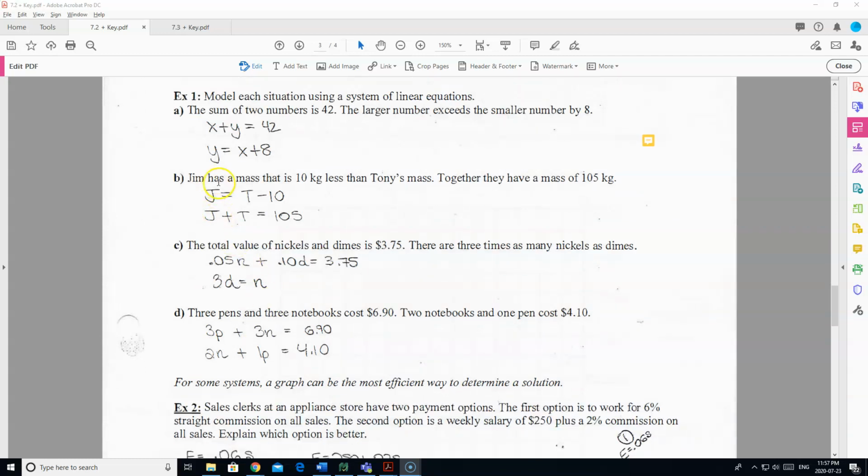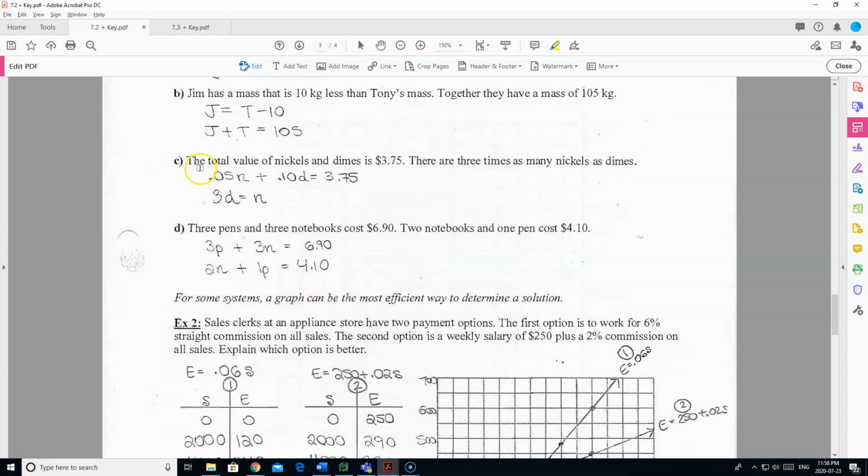Okay, so B, Jim has a mass that is 10 kilograms less than Tony's mass. So straightforward, let J mean Jim, and I got a highlighter here, so we're looking at this equation here. And then T, who is going to stand for Tony. So whatever Jim's mass is, it's going to be 10 less, right? So J equals T minus 10. So that's the first equation. Second equation, together they have a mass of 105. So that's pretty straightforward. J plus T equals 105, 105 kilograms. So you got your second equation. That's all you're doing for this example one.